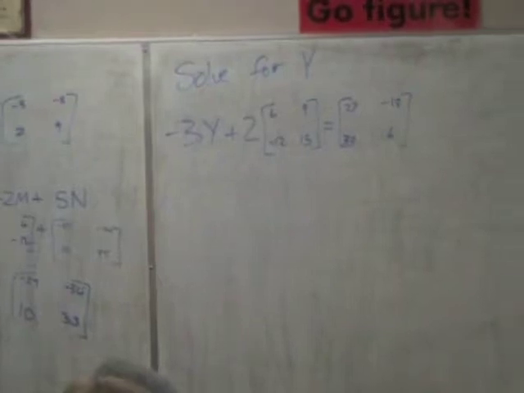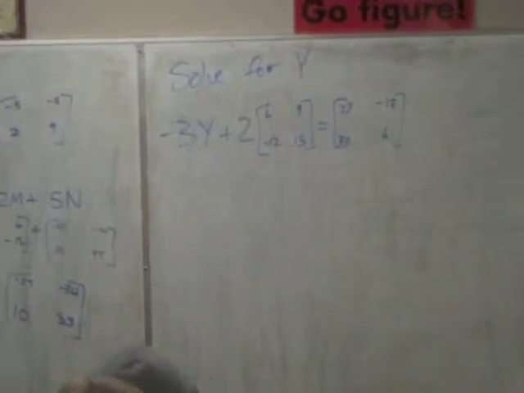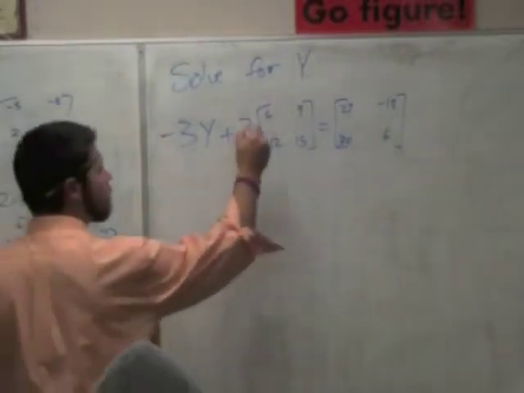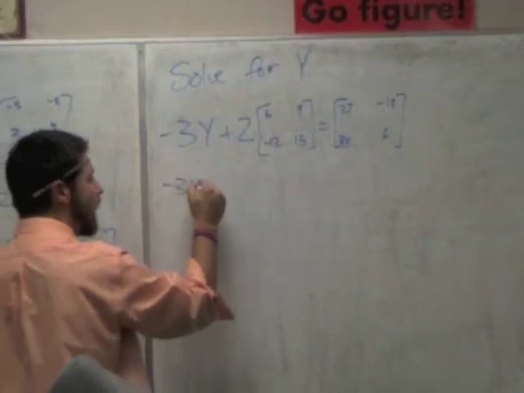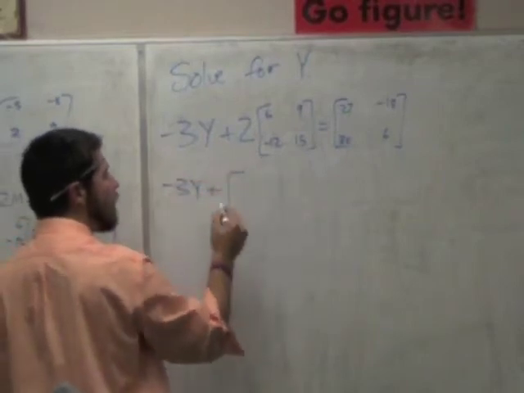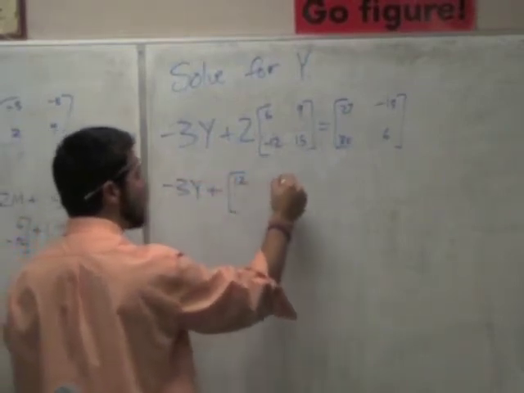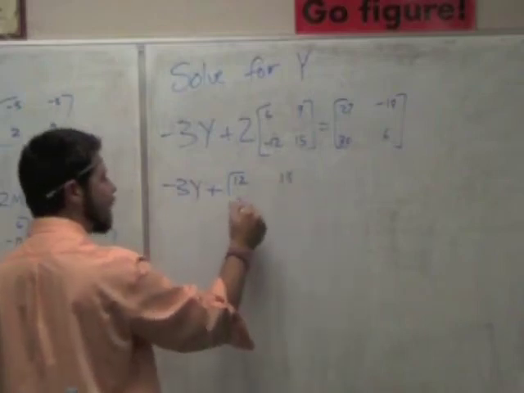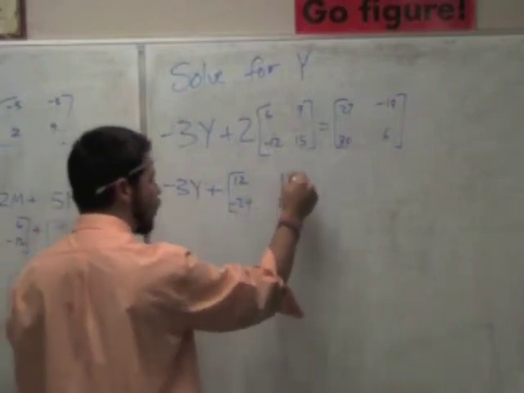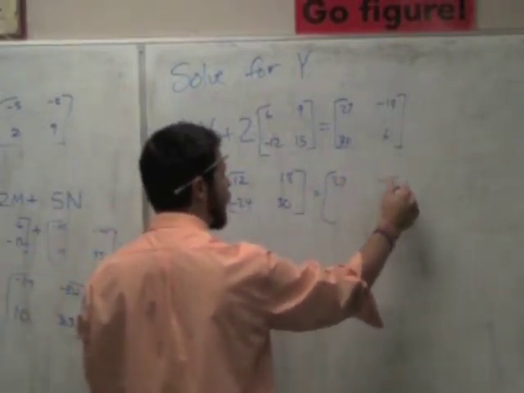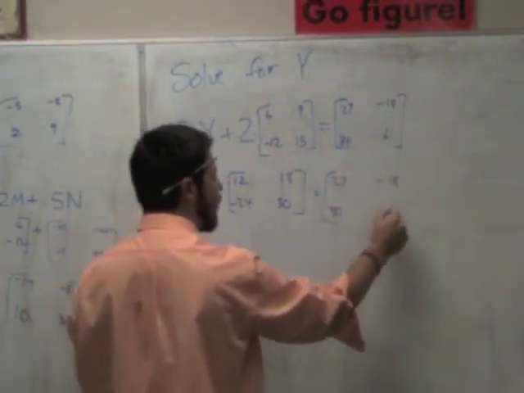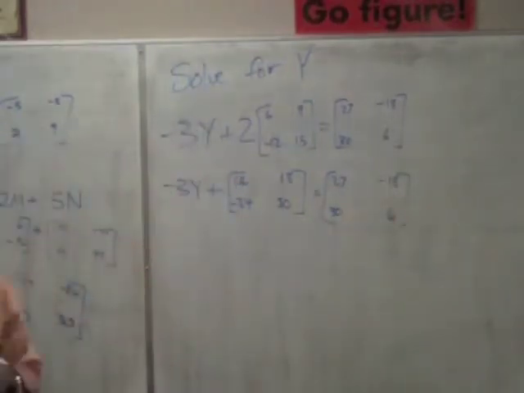Times the 2 to the matrix. Mr. Terrell, that's a great idea. Let's first simplify this thing right here, all multiplied by 2. So this is -3Y plus, and now you can see this is going to be 12, 18, -24, 30, and that's equal to 27, -18, 30, and 6.